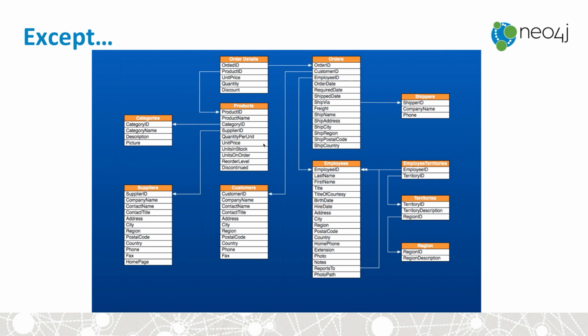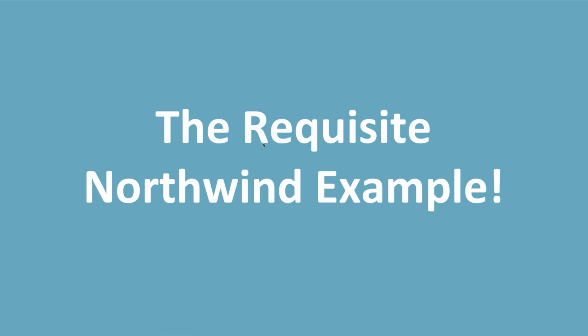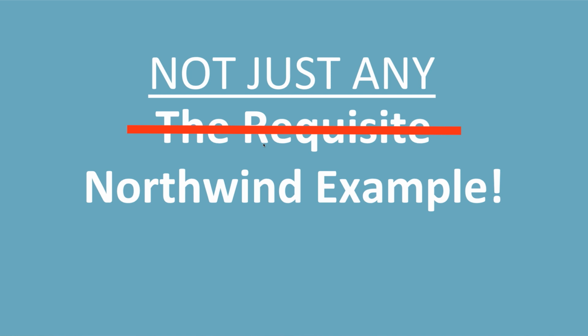This is what the data would typically look like in a relational database. This is the requisite Northwind example. But the requisite Northwind example, for those of you who are familiar with the history of this, actually came out of SQL Server. This is an example of using a relational database. But oddly, it's actually an example that shows us the power of a graph database.